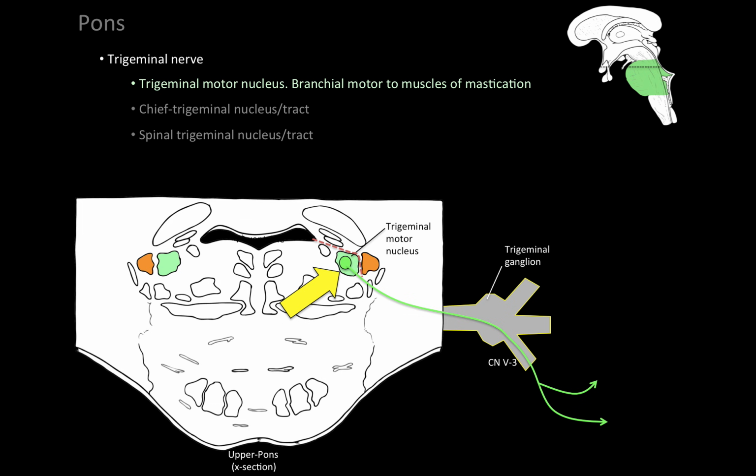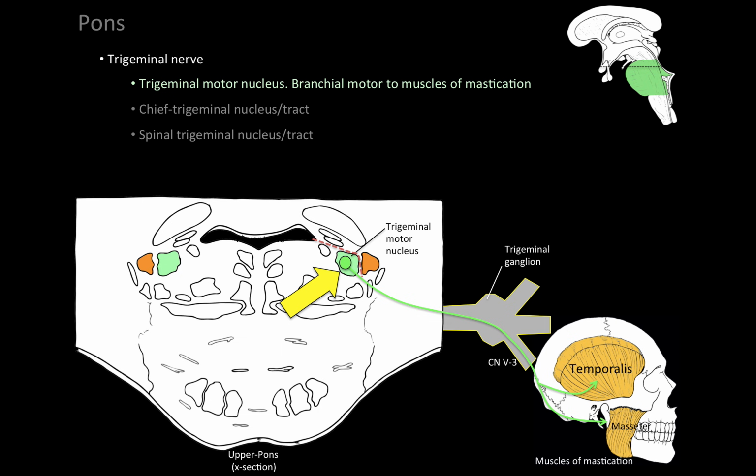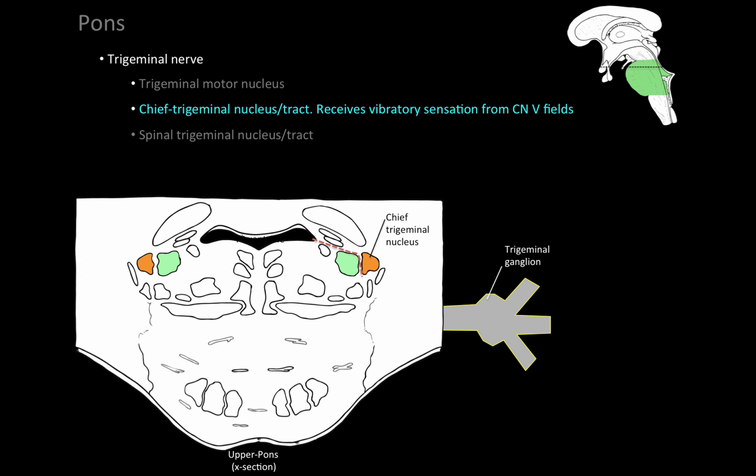The axon is going in the V3 branches and goes to muscles of mastication like temporalis and masseter, as well as our pterygoids. Okay, move the mandible. But since we're here, let's also just introduce our trigeminal sensory pathways.